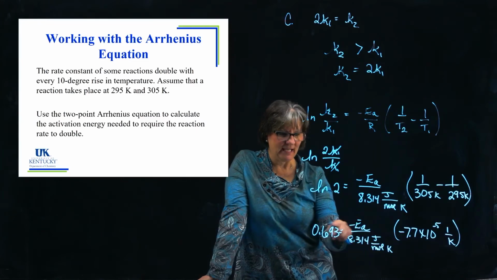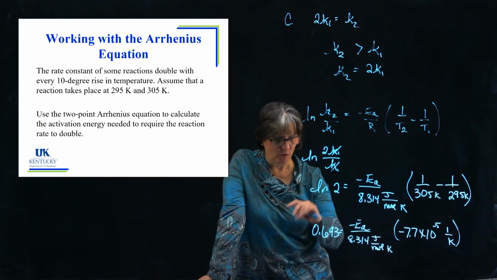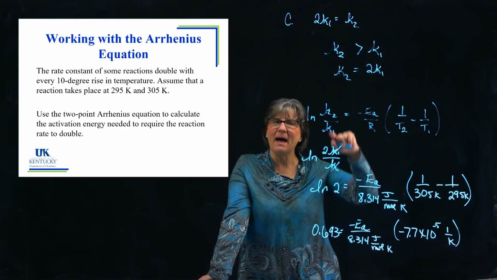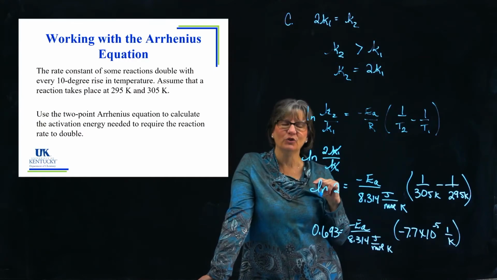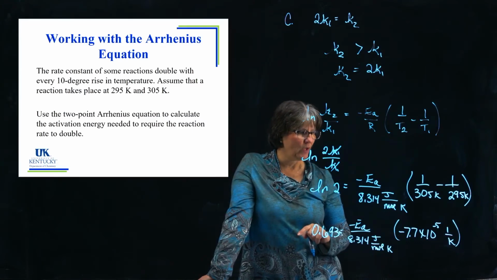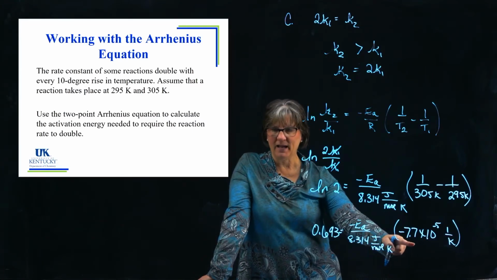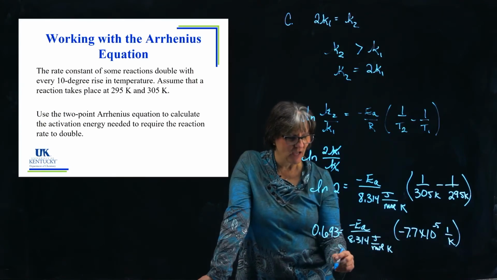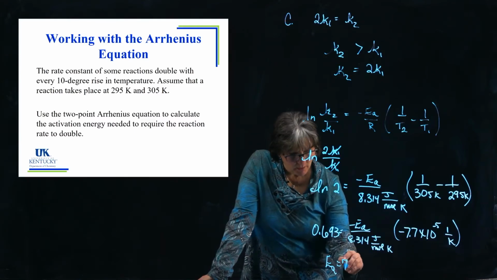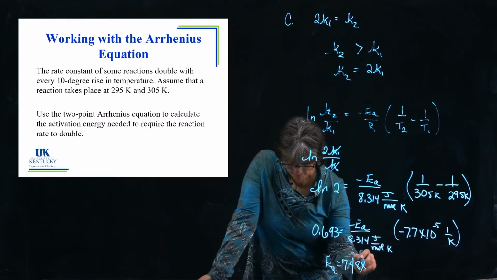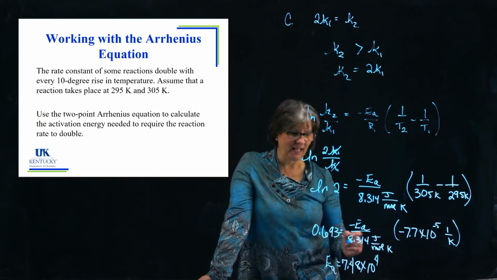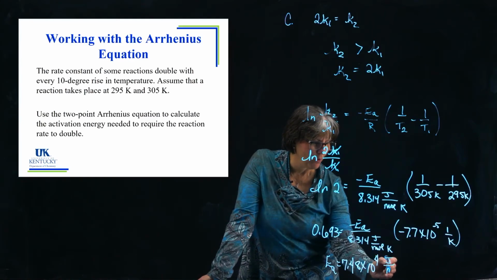E sub A, I'm going to need to get the negative over here. That negative and that negative will go away, so activation energy is positive. Activation energy is always positive. It is always a mountain to climb. It is never a valley, so it's always positive. Okay? I'm going to multiply by the 8.314 joules per mole Kelvin, and I'm going to divide by my value here, and that's going to give me an activation energy equal to 7.48 times 10 to the 4. Well, what's the units? Well, the kelvins are canceling, and that leaves me with joules per mole.